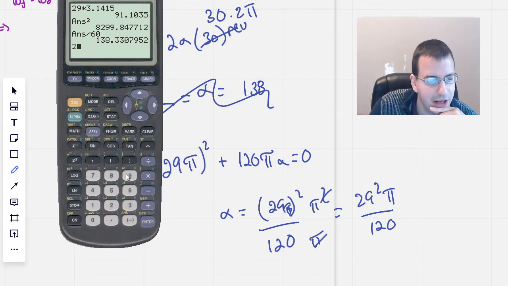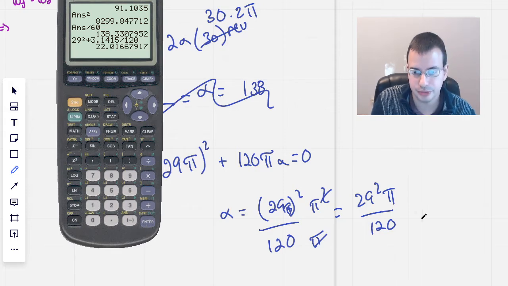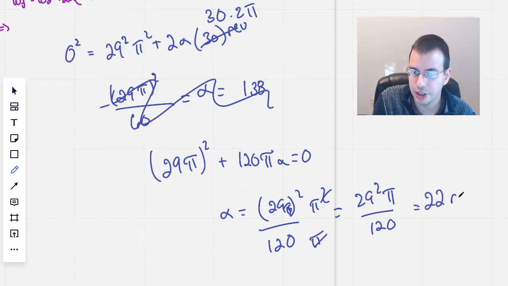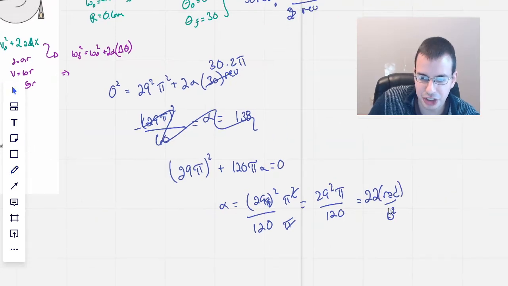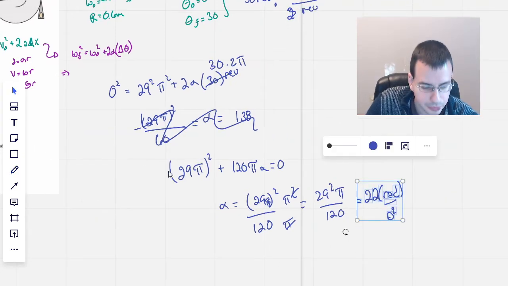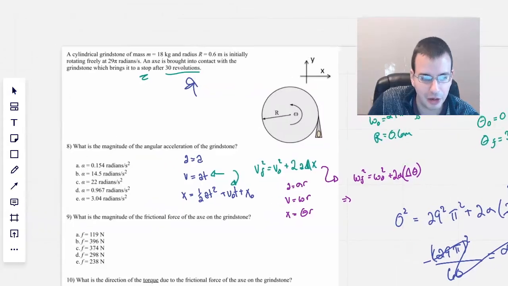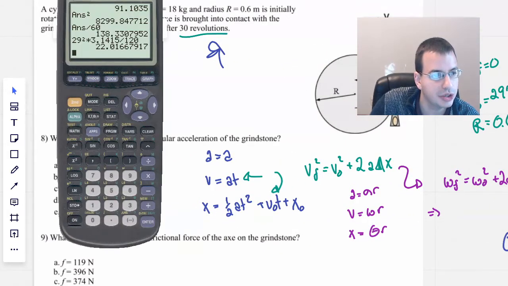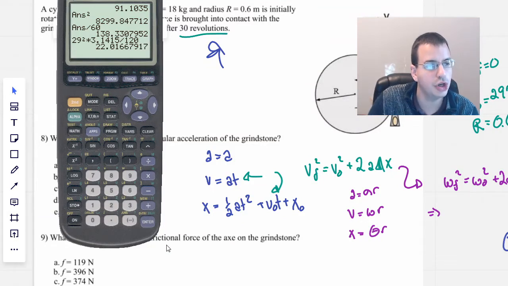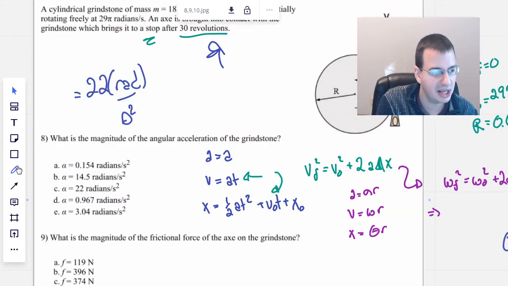There we go. That seems better? I don't know. 29 squared times 3.1415 divided by 120. Okay, we get 22, and this will be radians per second squared. Put the radians in parentheses. Whoop, there we go. Not necessary, I just enjoy it. Wow, a lot of work. 22. Let's see how close it actually is to 22. 22.017. Yeah, I'll leave it at 22.